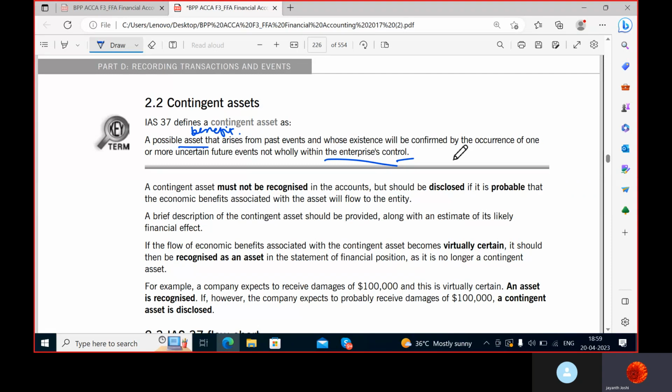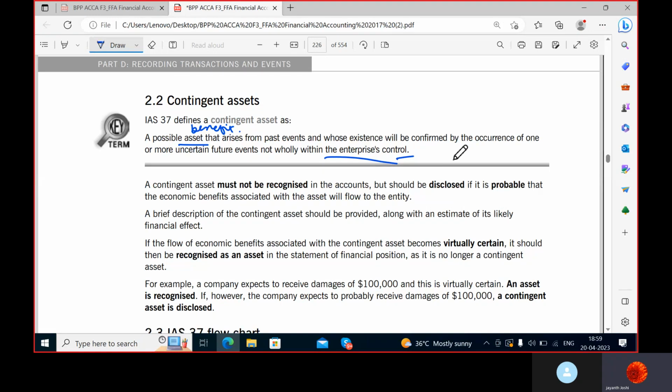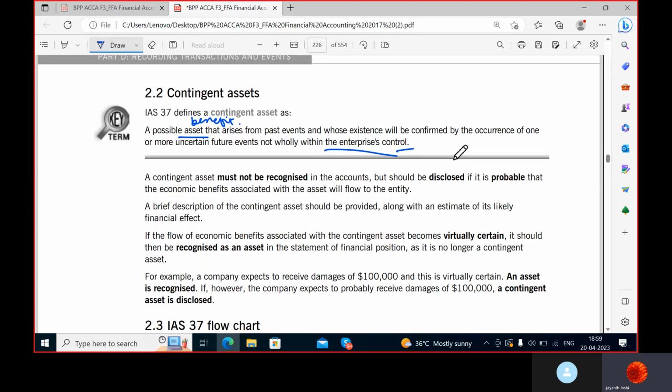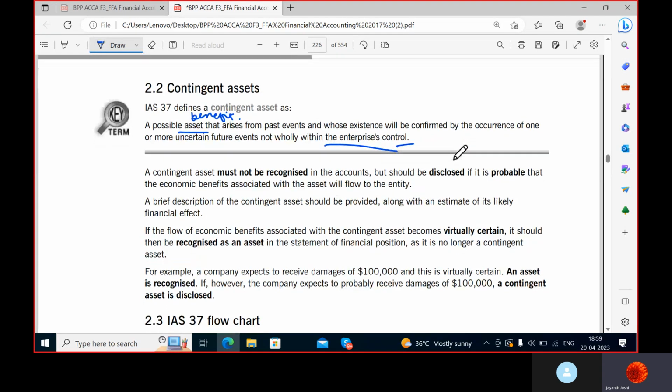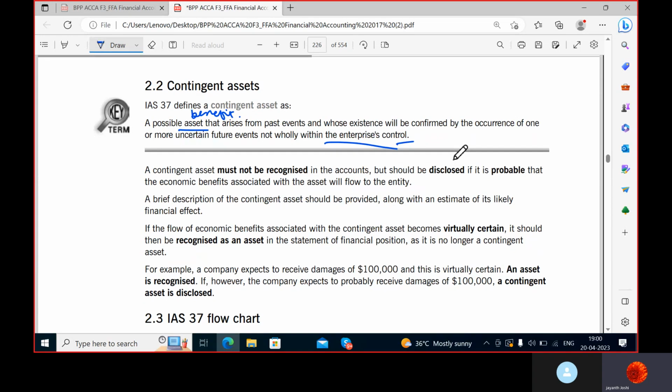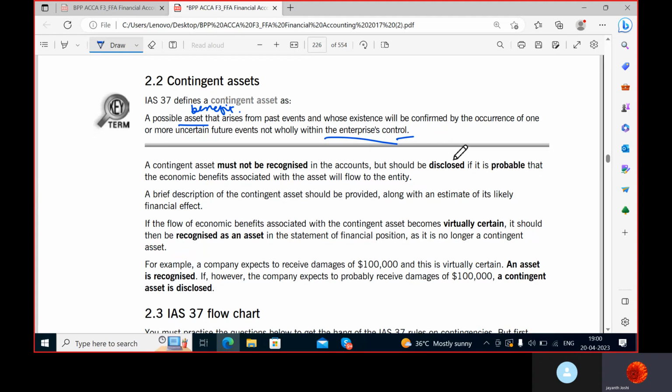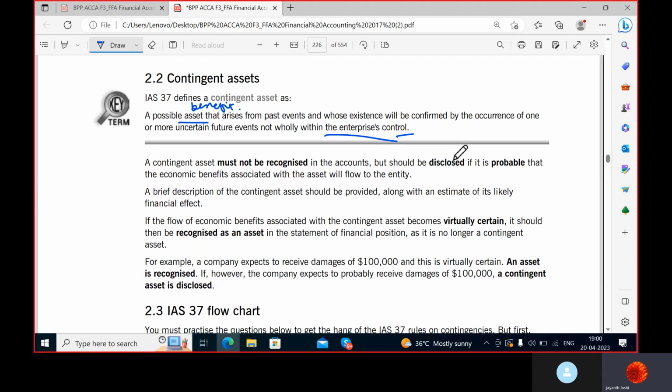Yes, ma'am. So contingent asset is also not recognized, but it is to be disclosed, if it is probable that economic benefits will flow to the entity. So why is disclosure required? Because when we prepare financial statements, we are preparing them for stakeholders. And we are taking responsibility that everything will be disclosed to them. We will keep everything transparent.